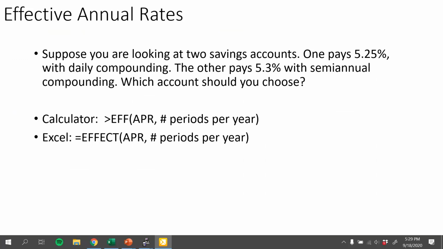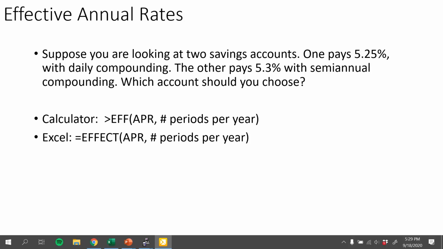We'll do one final question, which is finding the effective annual rate on investments. So in a lecture, we did this example, but let's do it again, showing how to solve this, not using a formula, but by using a calculator. So suppose you're looking at two savings accounts. One of them pays 5.25% interest with daily compounding. The other one pays 5.3% with semi-annual compounding. And we want to know which of these accounts we should choose.